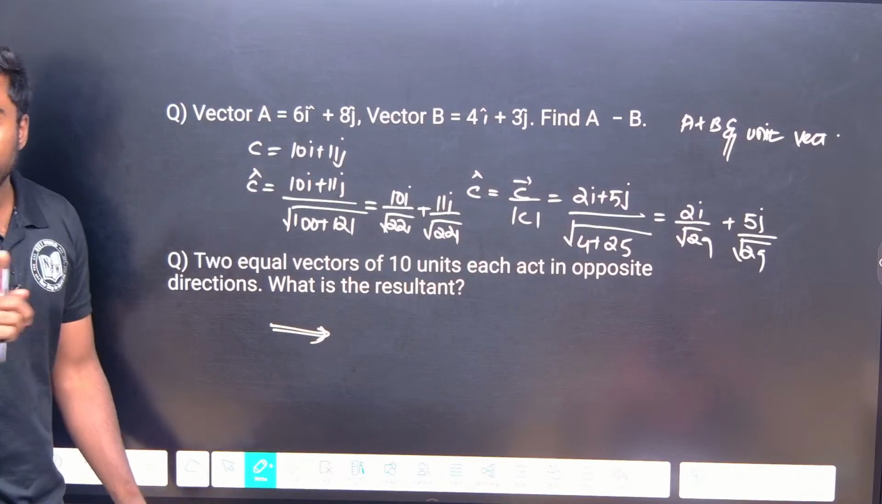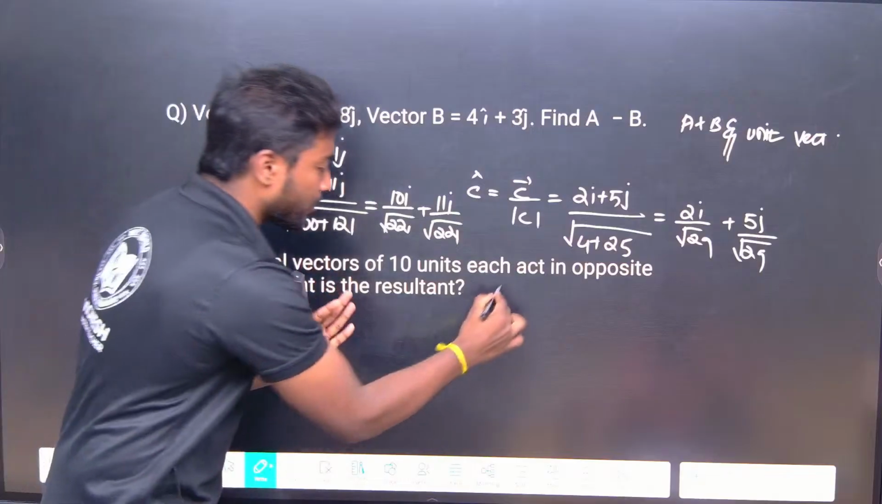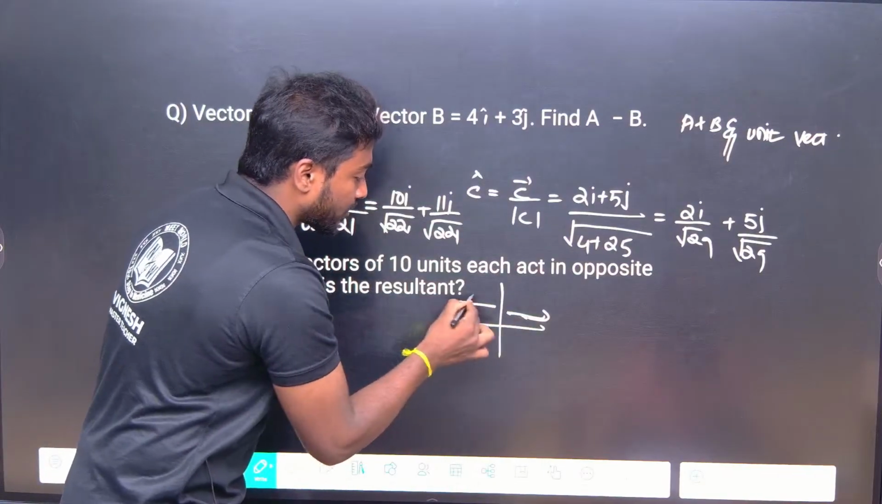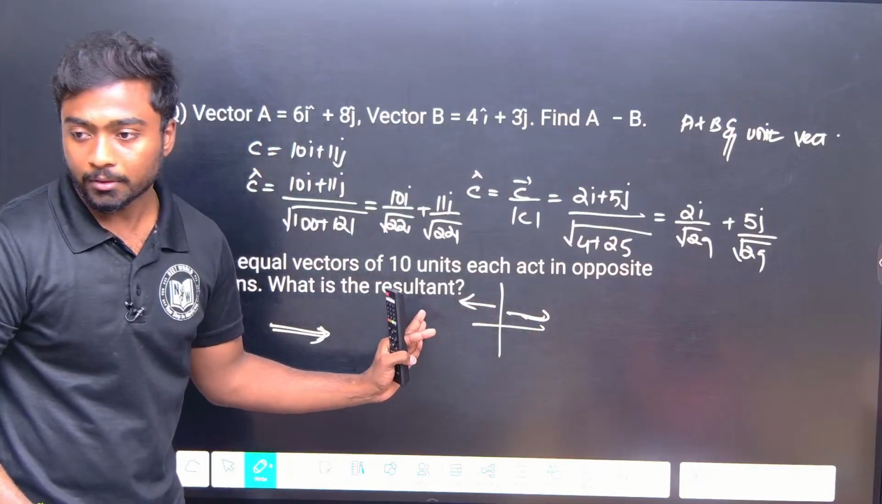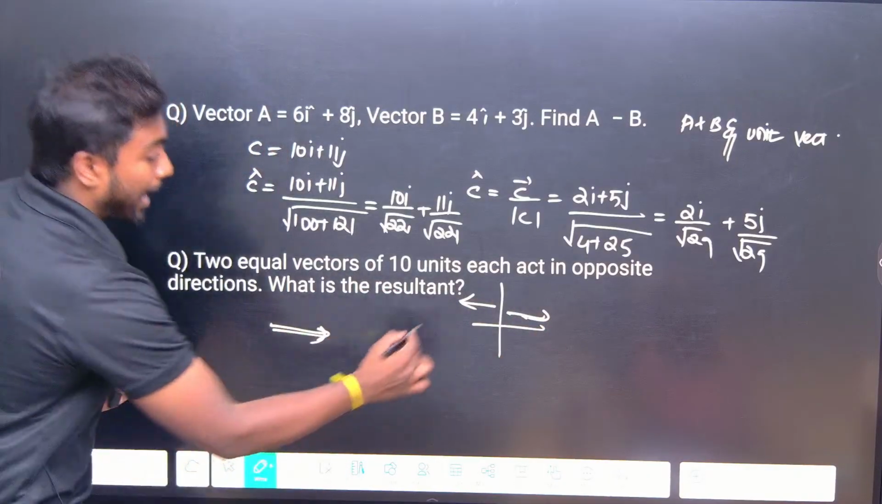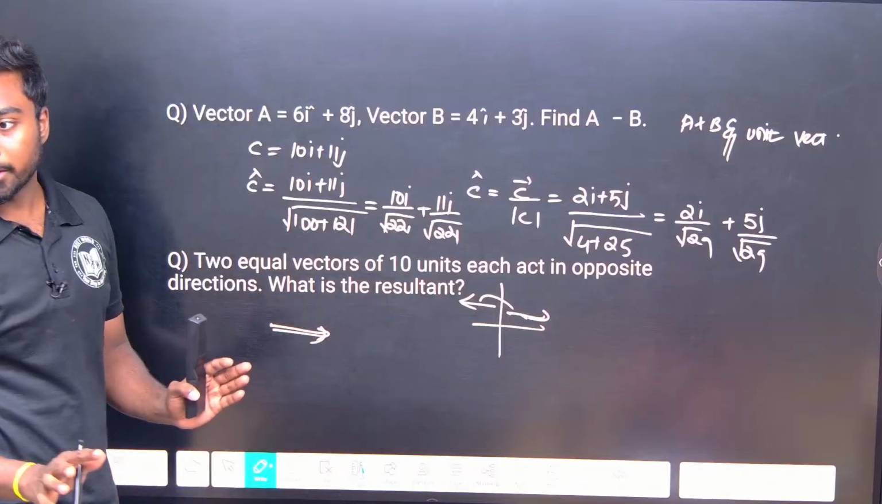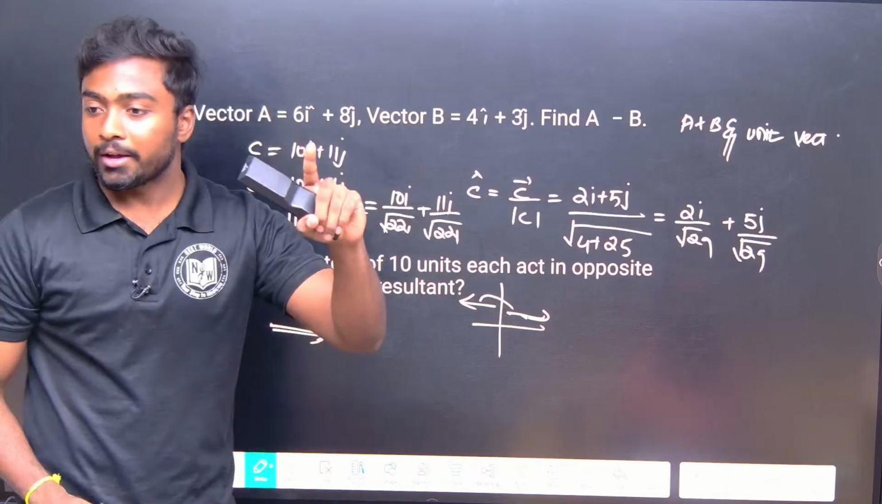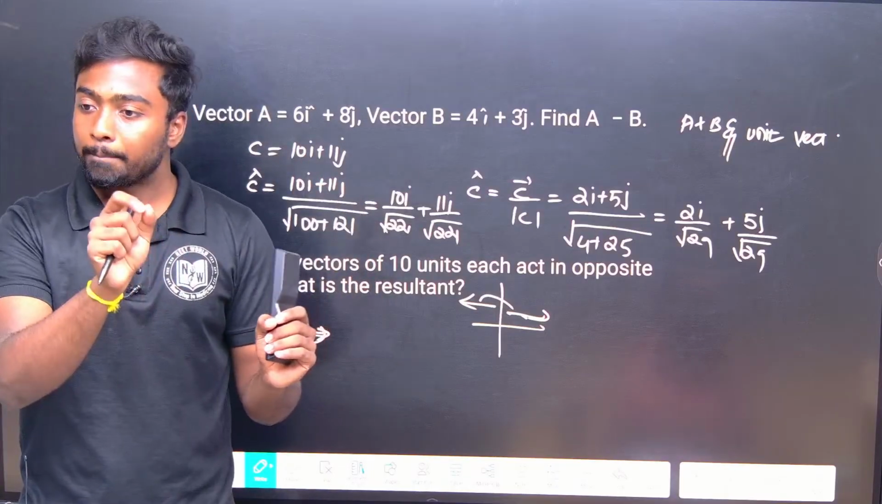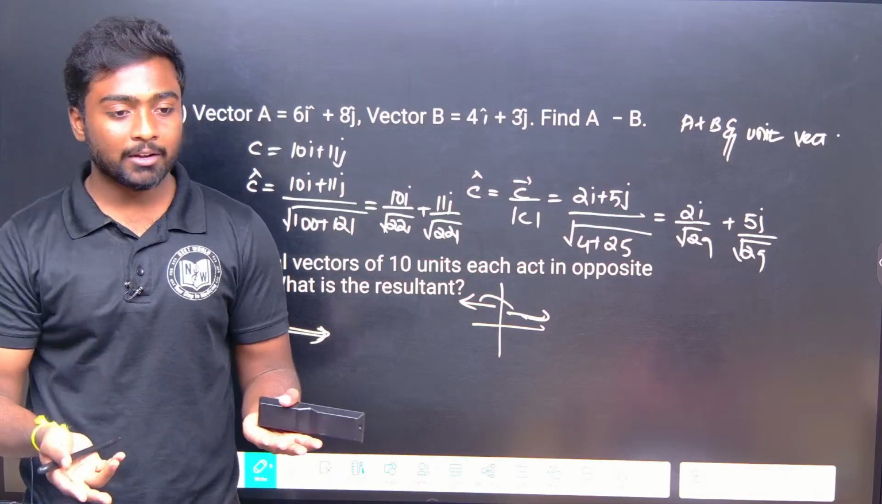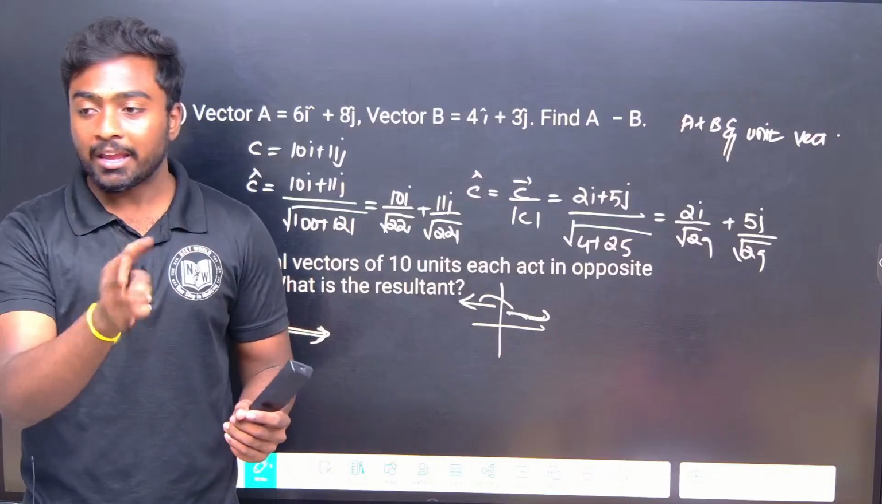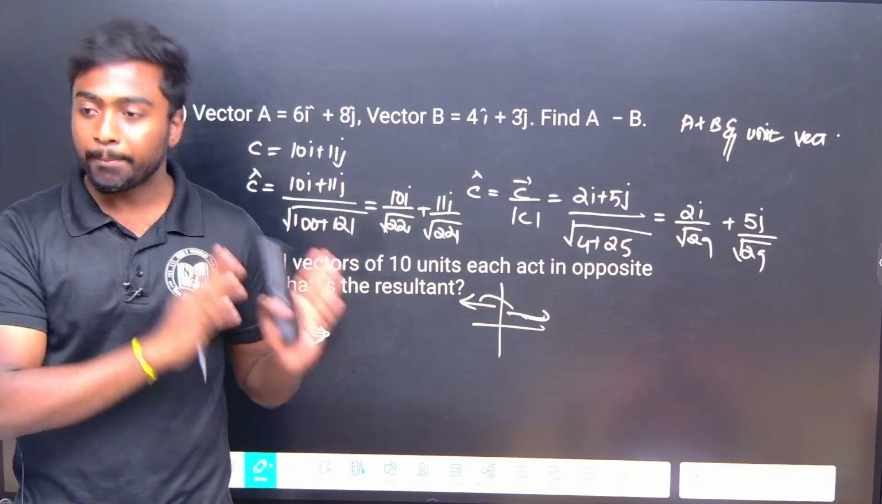Positive, positive. Like I told, keep in mind, this is the positive direction, this is the negative direction. A is positive, B is negative. The angle between them is 180 degrees. So if I take minus A, A square only will come. If I take minus B, minus times minus, positive will come. If I take any one of them, A square or B square will be positive.